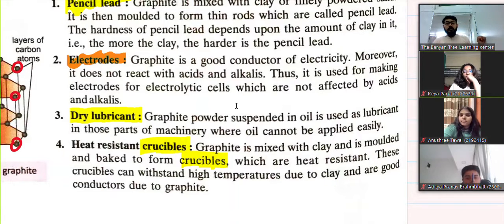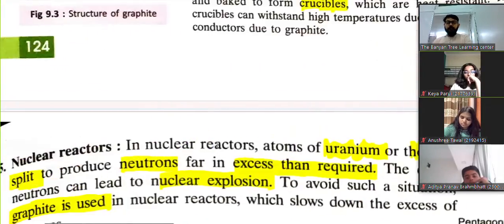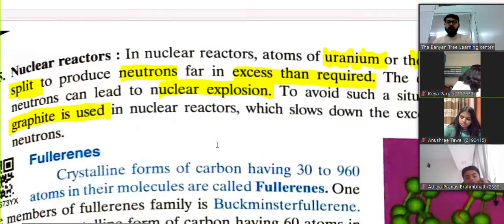Heat resistant crucibles. Graphite is mixed with clay and it is molded and baked to form crucibles which are heat resistant. These crucibles can withstand high temperature due to clay and are good conductors due to graphite.